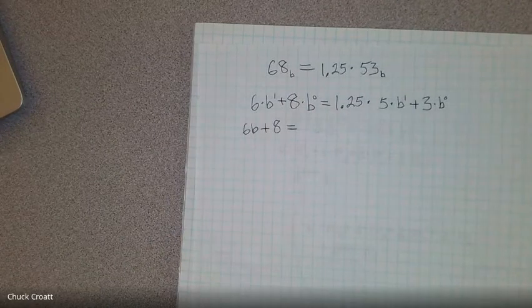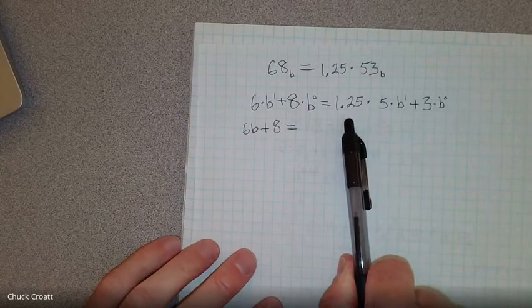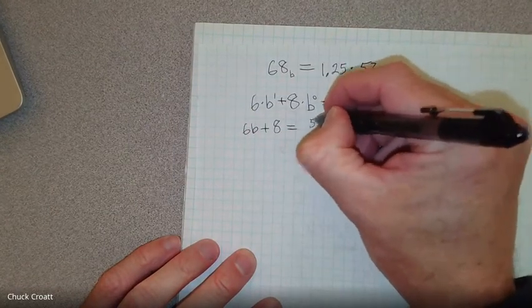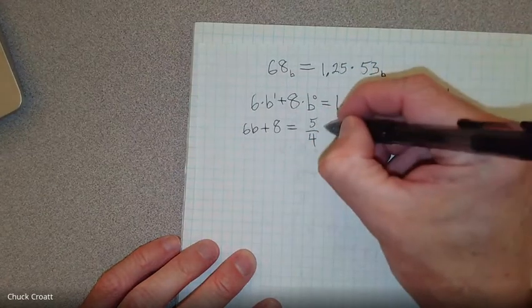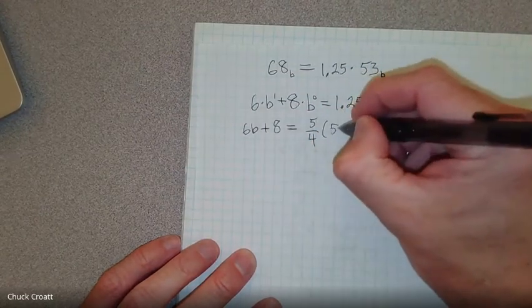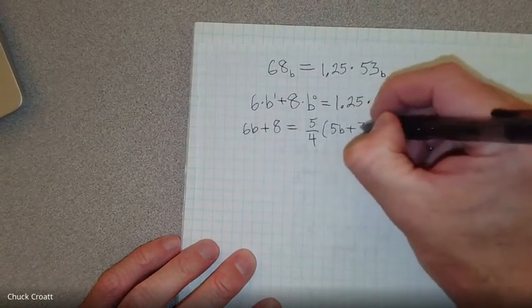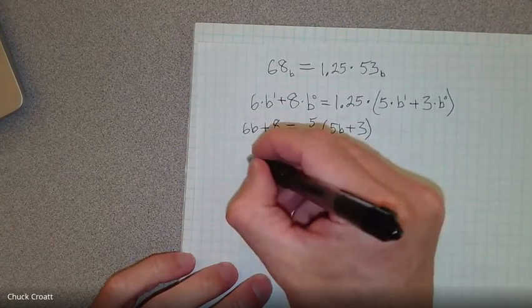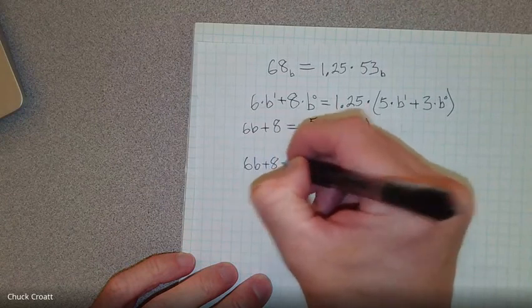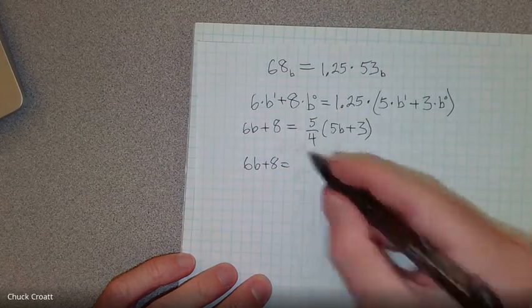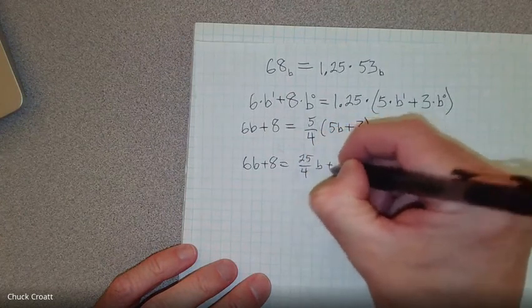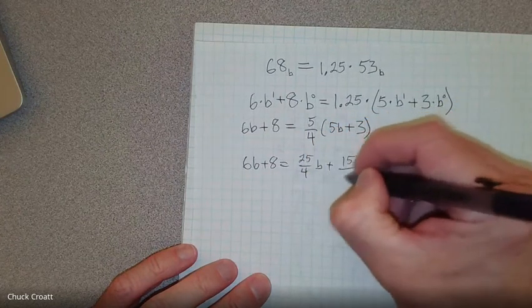If I'm not allowed to use a calculator, I think it's going to be easier if I treat that 1.25, whoops, I should use some parentheses there, as 5/4, and that's going to make the algebra a little bit easier. And here I've got 5B plus 3. And I've got myself an algebra problem. 6B plus 8. I'll distribute that 5/4 and call this 25/4 B plus 15/4.